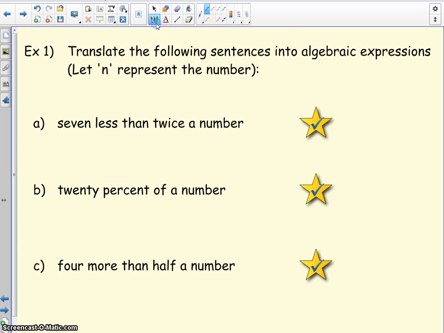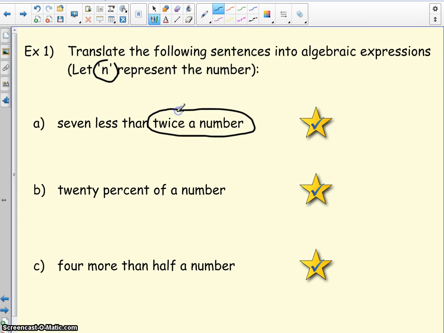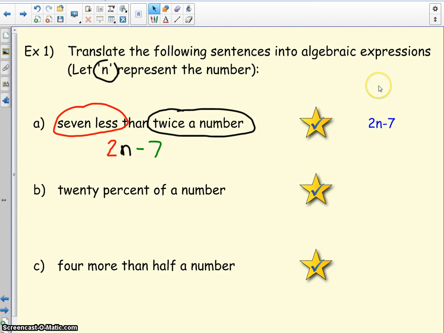So the first one says 7 less than twice a number. So remember, we let n represent the number here. So it looks like here I have twice a number. So if the number is n, twice the number will be 2n, and it says here it's 7 less than that. So it's going to be 2n minus 7. Okay, we're just turning that into an expression. And this isn't really an equation you can solve for, it's just an expression. But again, we're just translating from sentences into algebra. So I'd like you to try the next two on your own. Take a minute to do those and push play to see the answers.